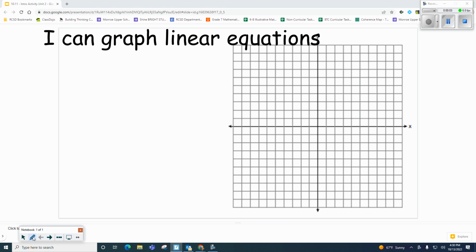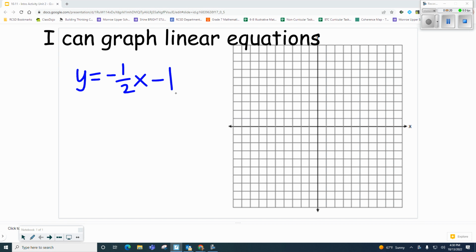Hello, Mrs. Houston here. Today's learning target is I can graph linear equations. Today the equation that we're going to graph is y equals -1/2 x minus 1.